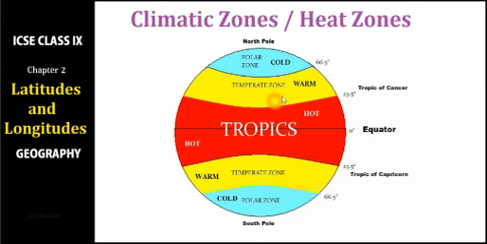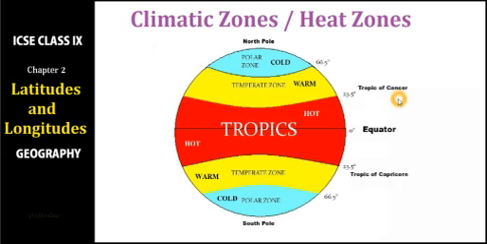Then the region beyond 66.5 degrees, that is the Arctic Circle, and the region beyond the Antarctic Circle is called the frigid zone or polar zone. So these are the three climatic zones, or we can call them heat zones, or temperature zones. The first one is the tropical zone or torrid zone, then the temperate zone, not temperature, temperate zone, and the polar zone or frigid zone. So the important things are the boundaries.